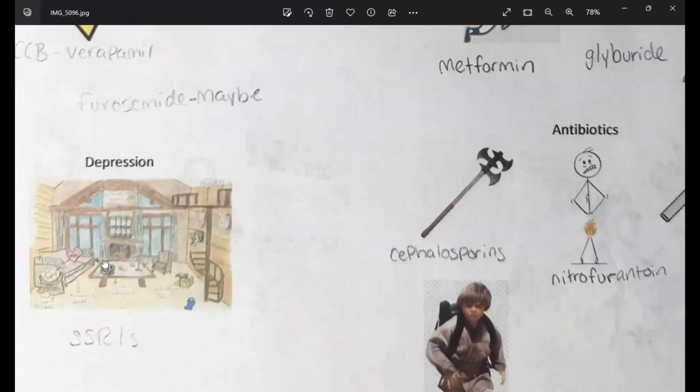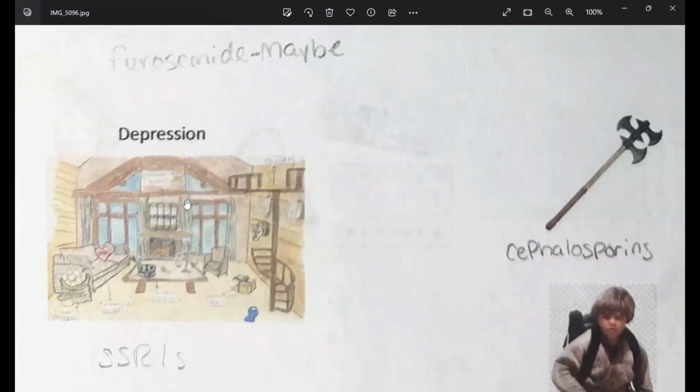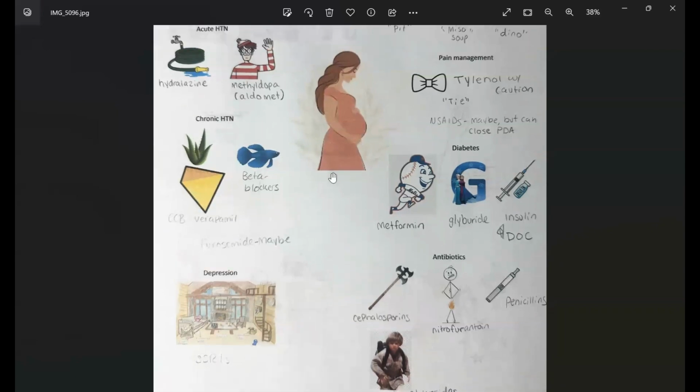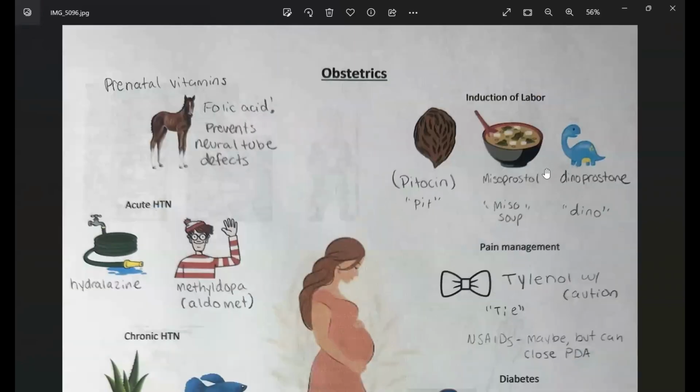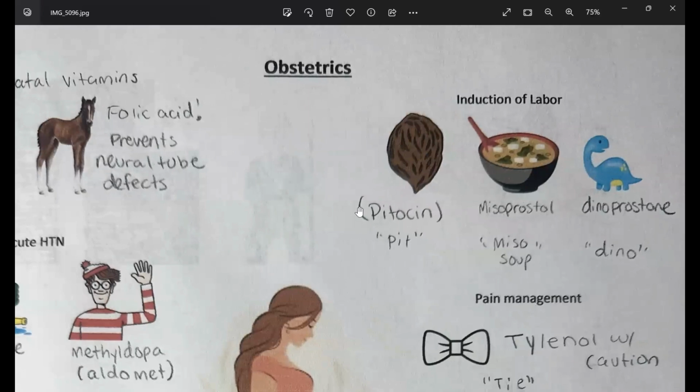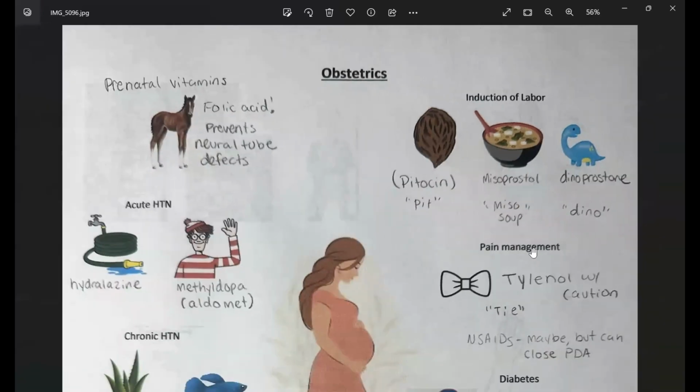If your patient's depressed, give them SSRIs. This is my picture that I had previously drawn for SSRIs. For induction of labor, you can give oxytocin, which the brand name is Pitocin. So this is a peach pit for Pitocin. Then I have some miso soup for misoprostol. And then a little dino for dinoprostol. And those all help induce labor.